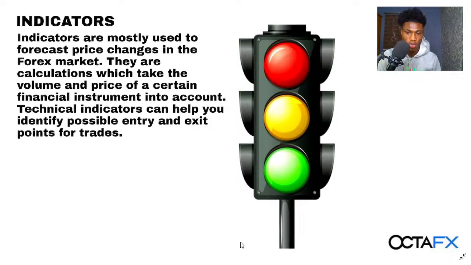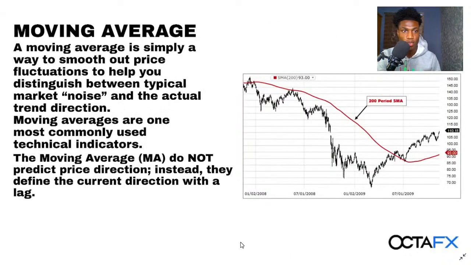Now, we're going to talk about two common and popularly used indicators in the forex market. The first one we're going to look at is the moving average. The moving average is simply a way to smooth out price fluctuations to help you distinguish between typical market noise and the actual trend direction. Moving averages are one of the most commonly used technical indicators. And one thing you should know about the moving average is that they don't predict the price direction. They define the current direction.